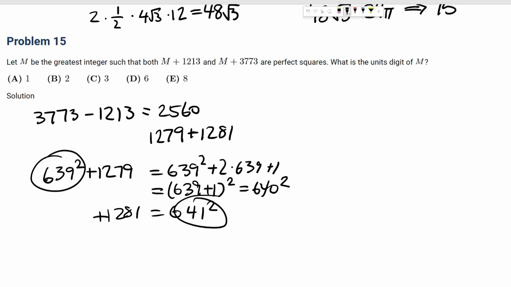Since we just want the units digit, we know that this has units digit 1. So that means that m has to have units digit 11 minus 3 equals 8, because 8 plus 3 will end in 1. So our answer is 8.